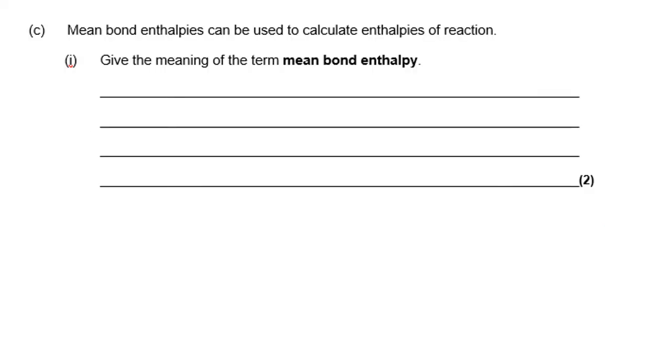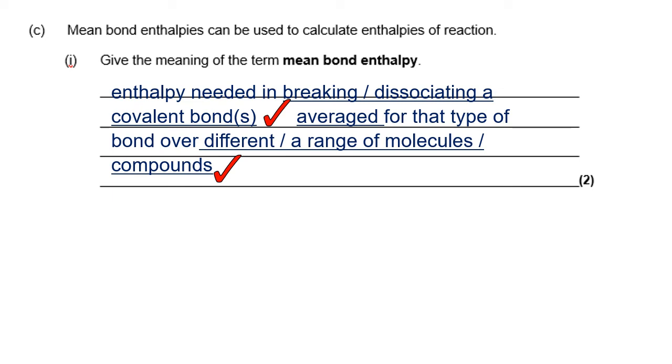So a nice straightforward definition question here, so hopefully a nice easy 2 marks. Give the meaning of the term mean bond enthalpy. So the mean there is a good clue. So we're looking at the enthalpy needed to break or dissociate a covalent bond. That gets you 1 mark, and that's averaged over that type of bond over many different types of molecules or compounds. So that will get you the 2 marks.